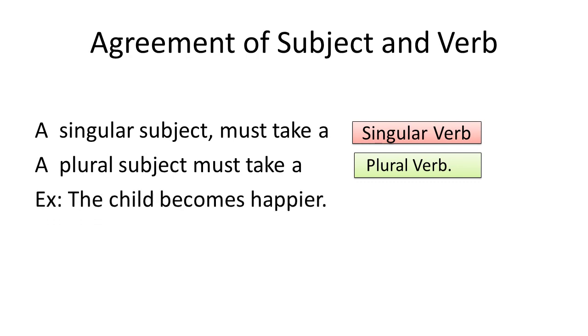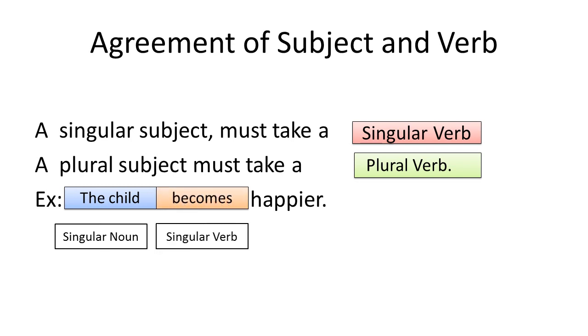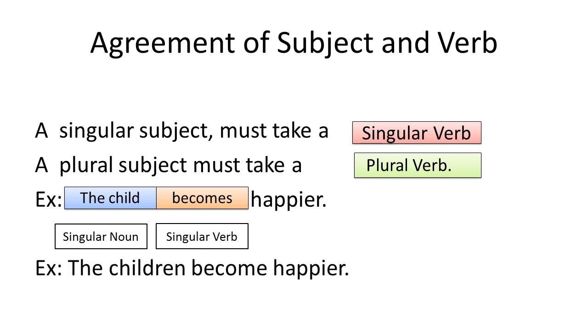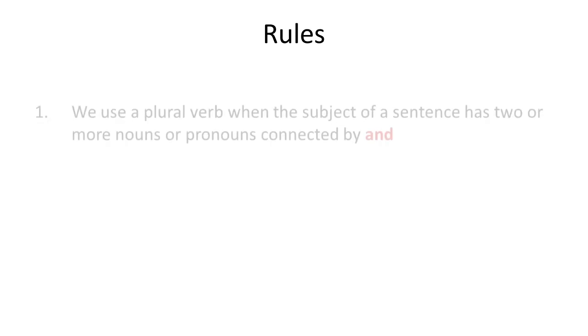For example, the child becomes happier. Here, the child is a singular noun and becomes is a singular verb. Next, the children become happier. Here, the children is a plural noun and become is a plural verb. Now let's understand some basic rules relating to agreement of subject and verb.